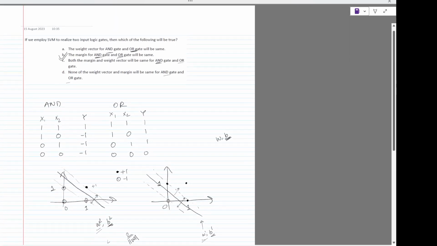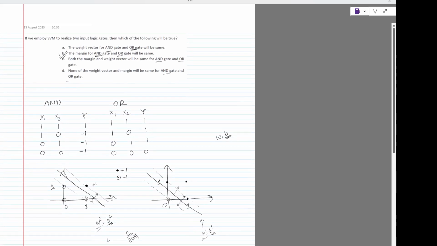I think the language can be confusing as to what exactly weight is. Okay, so you are saying because it is only the weight vector, you don't want to include b in it. So if you don't include b, then the answer will be C. But if we include b, then the answer will be B.